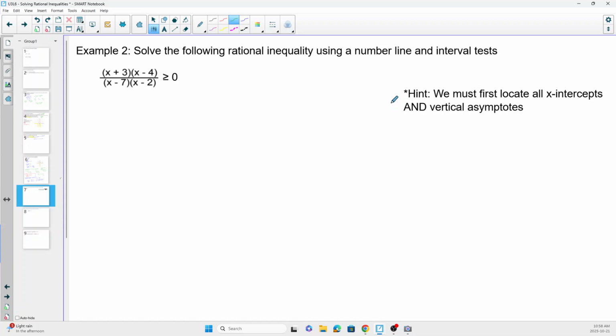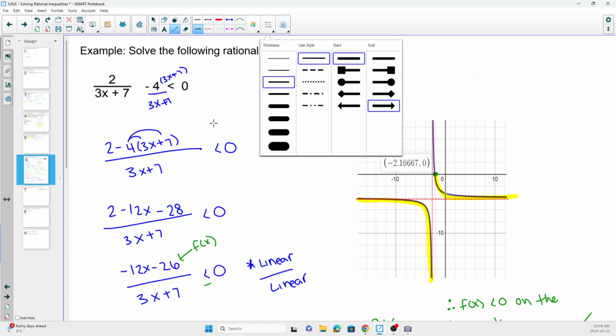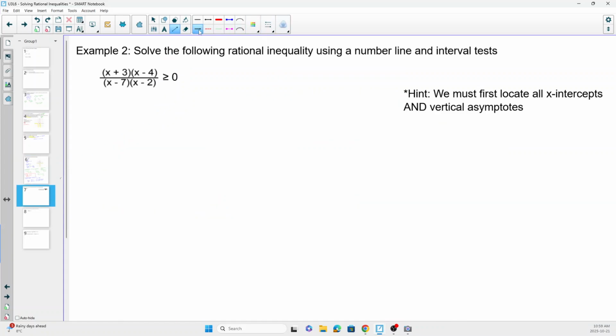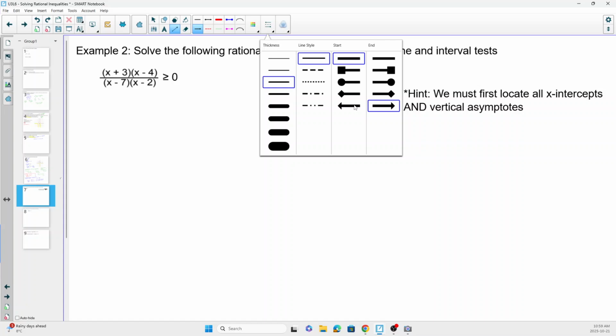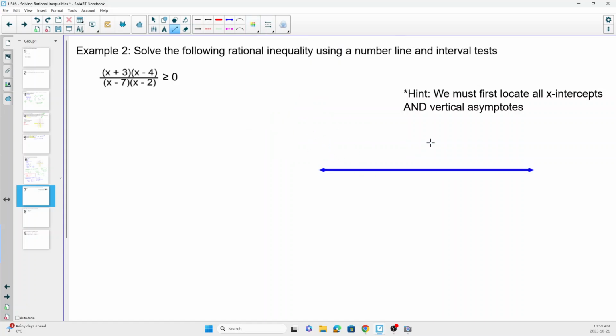And so again, in order to use the number line approach, we have to have a number line that has all of our points of interest on it. And that's just such a ridiculous looking number line. Oh, what have we done here? So let's draw one and actually make it straight. Okay, so the points of interest that we are interested in are the x-intercepts and the vertical asymptotes.